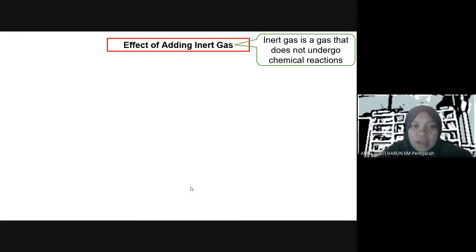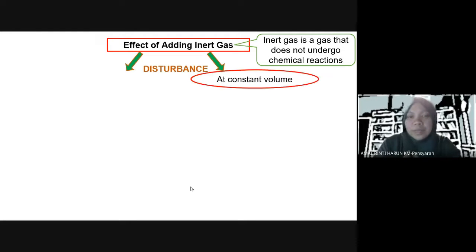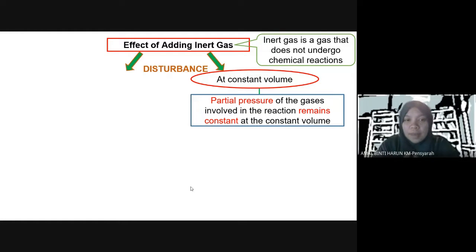Next is adding inert gas. So if we add inert gas, inert gas bila you tambah to the system, inert gas tidak akan melakukan tindak balas dengan gas yang ada dalam sistem tu. Sebab dah nama dia pun inert kan. Maksudnya dia tidak bertindak balas lah. Okay. Disturbance yang pertama, adding inert gas at constant volume. So partial pressure, okay yang ni ambil perhatian ya. Sebab yang ni ramai yang pening.